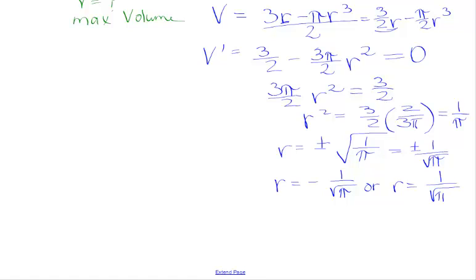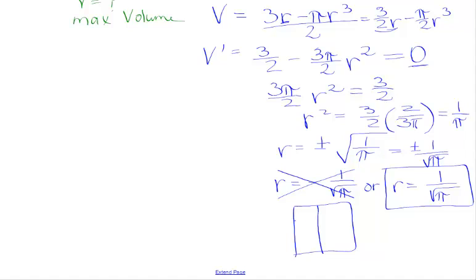In the context of this problem, we are talking about dimensions. We're talking about a measure. The algebra may yield a very good algebraic value for a zero of a function, but in the context of this problem, it has no meaning. So let it go. So I need to check, using my first derivative test.